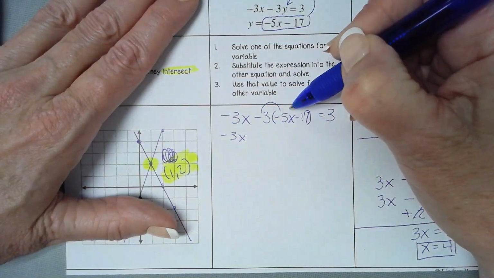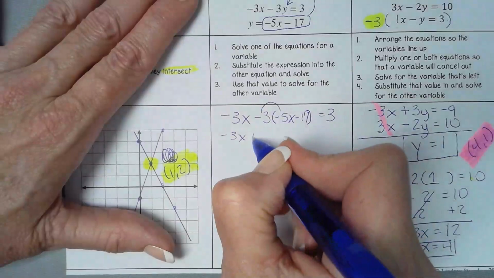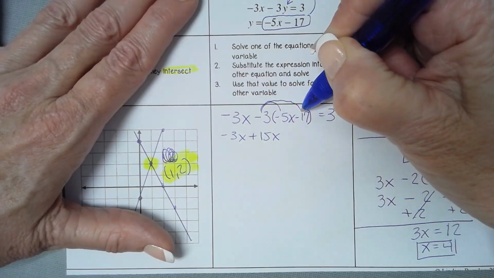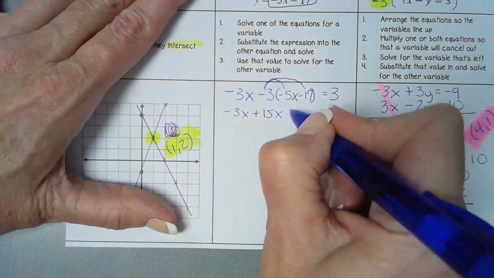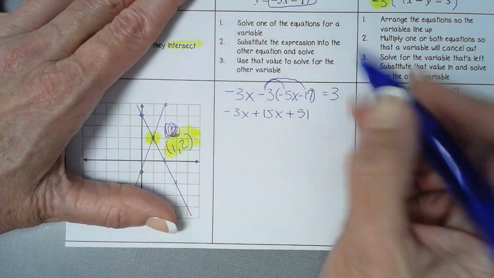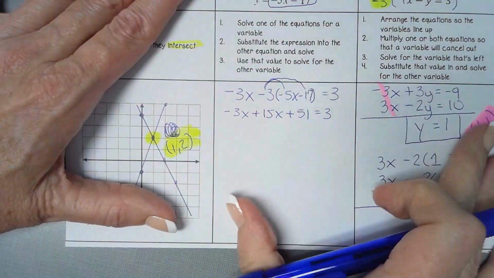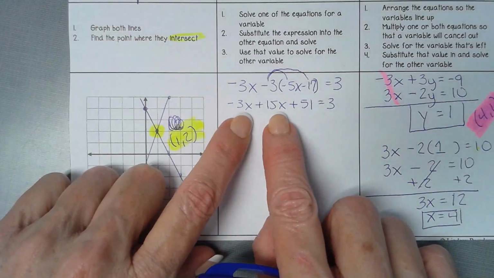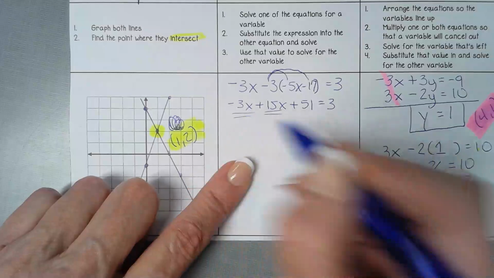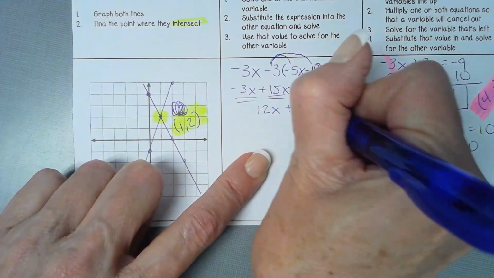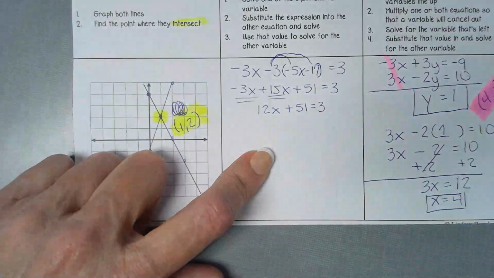So negative 3 times negative 5x is positive 15x. Negative 3 times negative 17, I think it's 51, right? Positive 51. Bring down my equal sign, bring down my 3. What is my next step after distributing? Combine like terms. I can put a negative 3x and a positive 15x together. What do I get? 12x. Bring down everything else, and notice I've got a two-step equation.